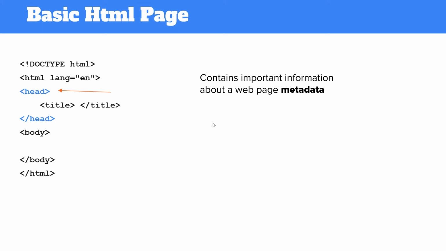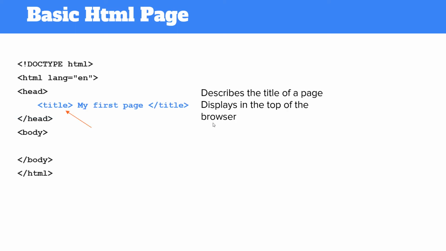When you go further, we have the head. The head tags basically contain all the important information about that particular web page, or the metadata. An example of metadata is the title. Our head in our case contains metadata which describes the title of that page, and the title is displayed on top of the browser.